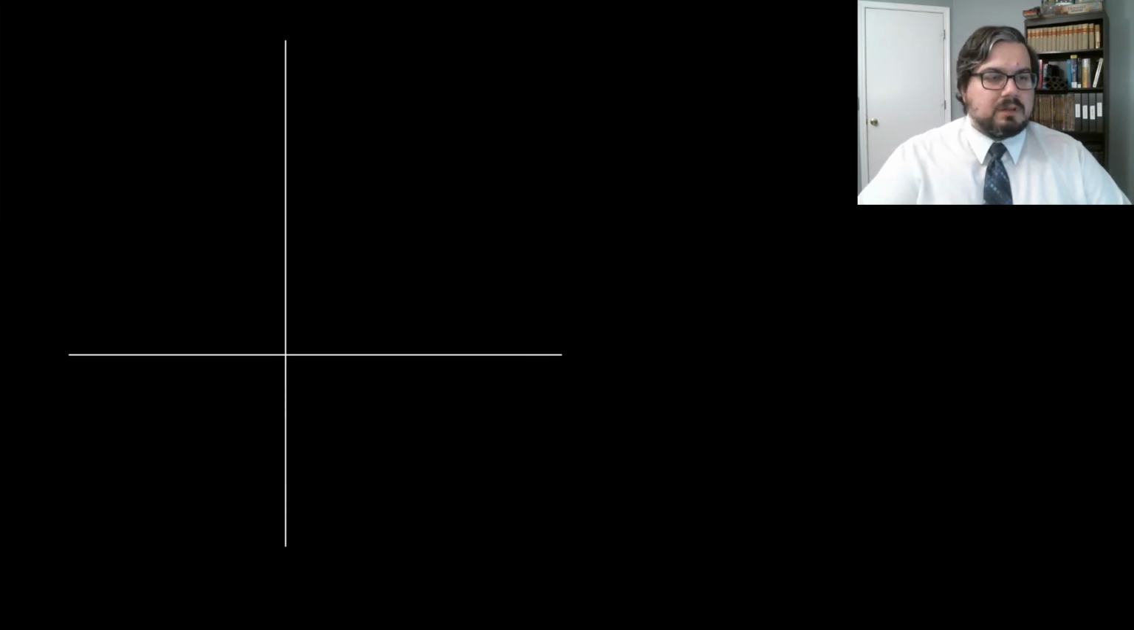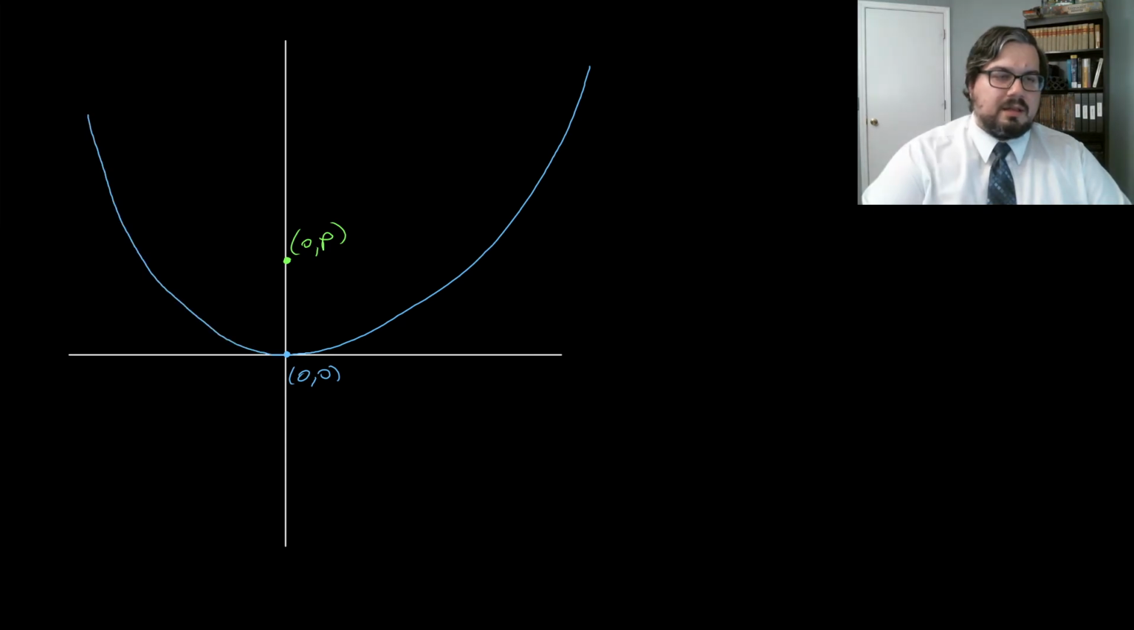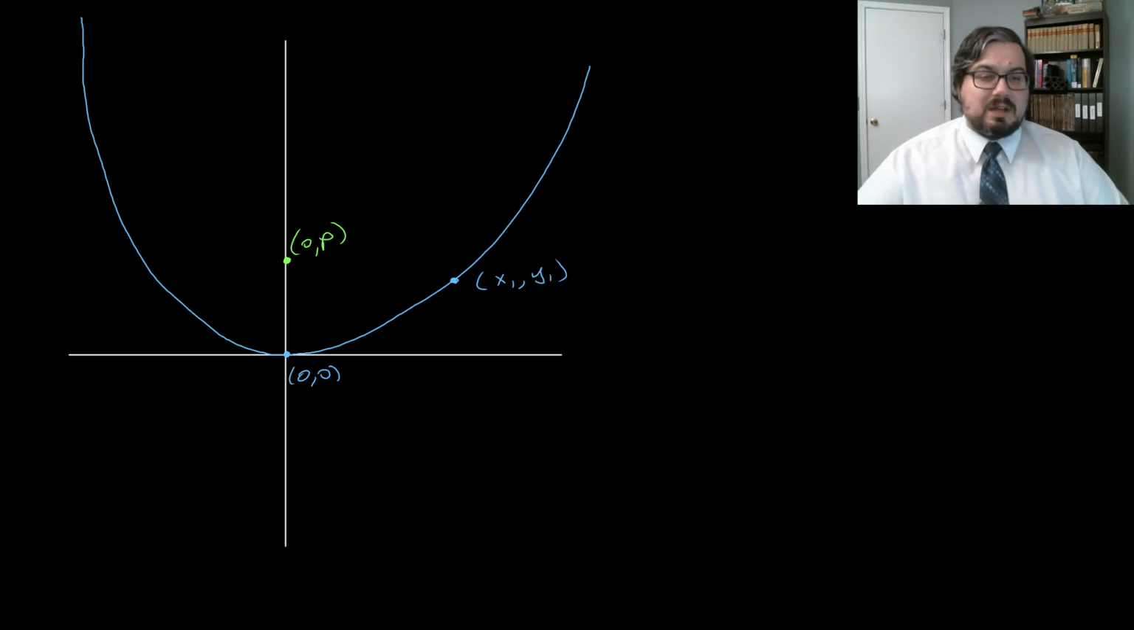So what I want to do is look at the following setup. I want to take a parabola here, and it's got its focus here at (0, p). I'm going to go ahead and set it up with the vertex at (0, 0). Make it a little bit simpler than we had just recently. And I want to look at some particular point on here. I'm going to label it (x1, y1).